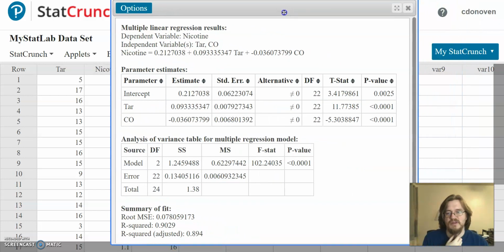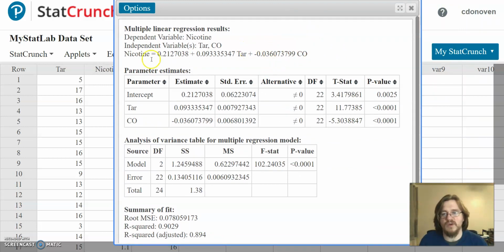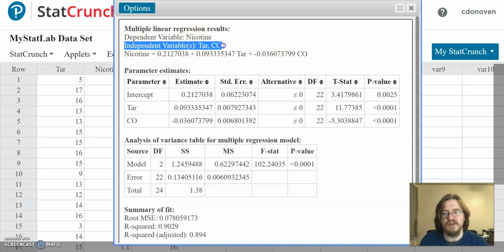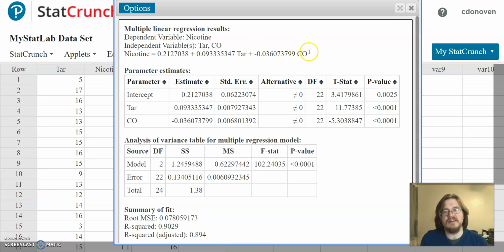So we get this pretty big table, and we'll go through where some things are. It lists the dependent variable as nicotine. So nicotine will depend on the independent variables of tar and carbon monoxide. And then it gives us our equation. The amount of nicotine is going to be 0.21 plus 0.09 times the amount of tar minus 0.036 times the amount of carbon monoxide. So this is the equation that they give us.